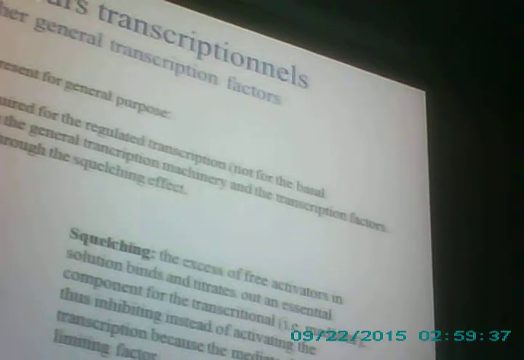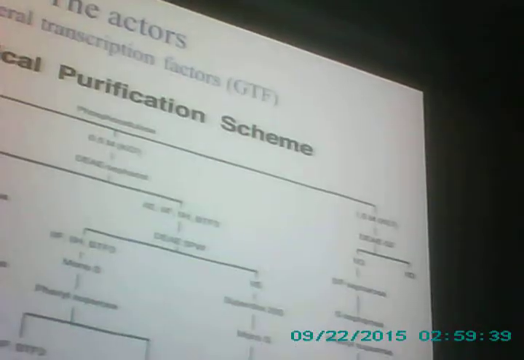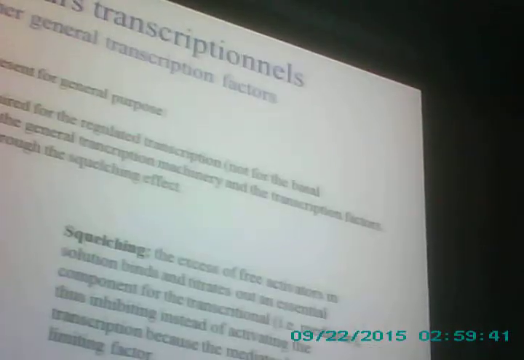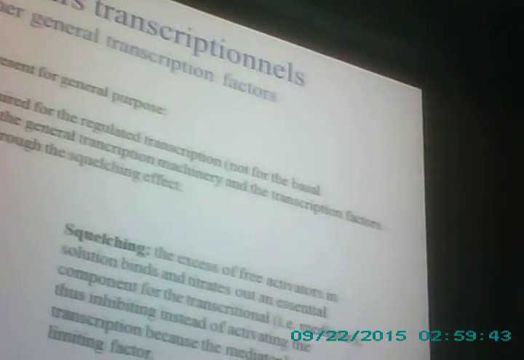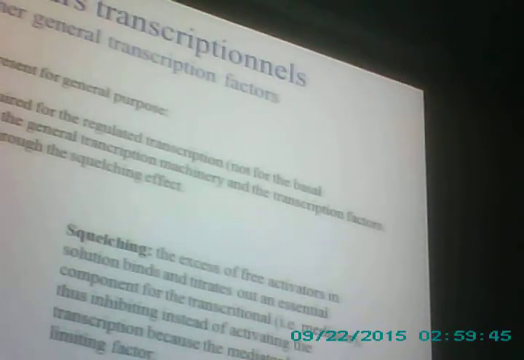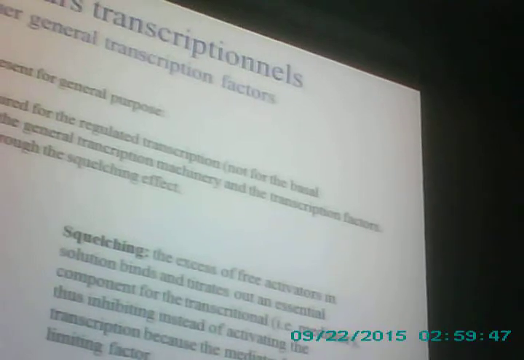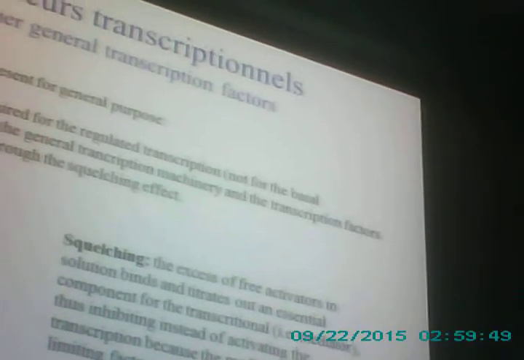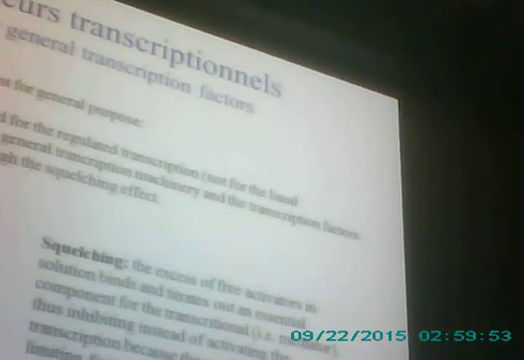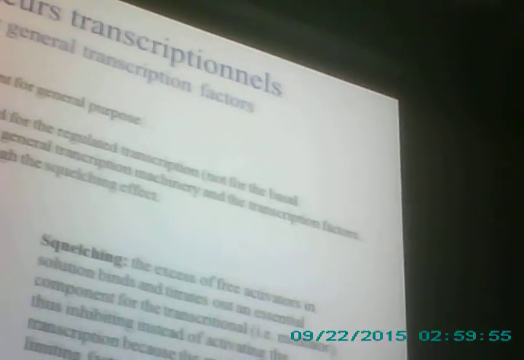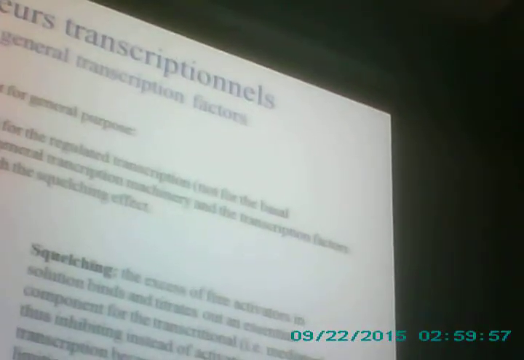So if you put everything but, let's say, TF2A, it won't work. Then if you add a little bit, it will work a little bit. Then you add 2 times more, it will work 2 times more. The more you put, the more the transcription will work, until you reach a plateau. Very often you reach a plateau. Why do you reach a plateau?